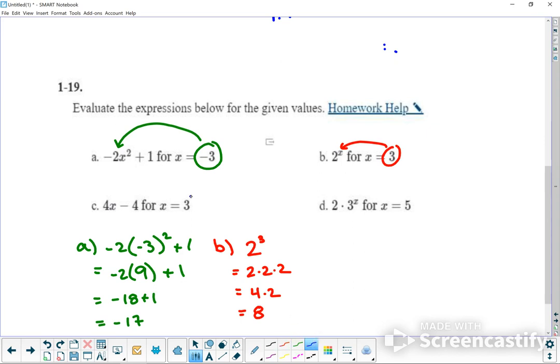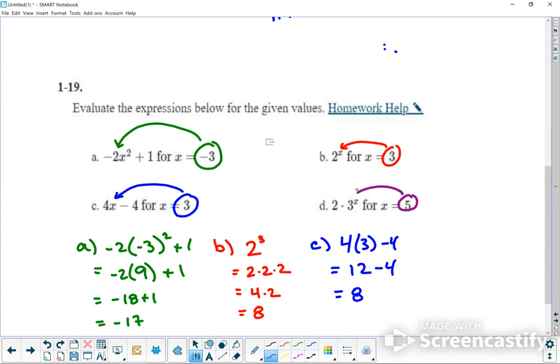Okay. So next one, you're going to put a 3 right there with the x's. So C, you have 4x. But instead of x, remember, you're going to use 3. So 4 times 3 minus 4. Remember, we're just copying down all of this right here. So 4 times 3, you got to figure that out. It's 12. Take away 4. Use the calculator if you need to. You get 8.